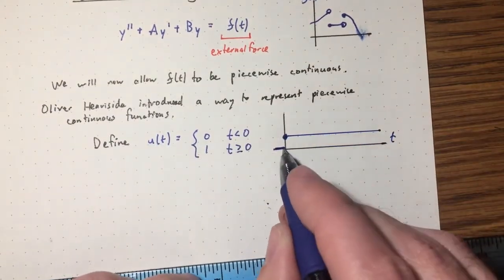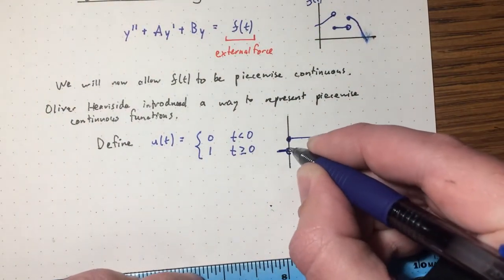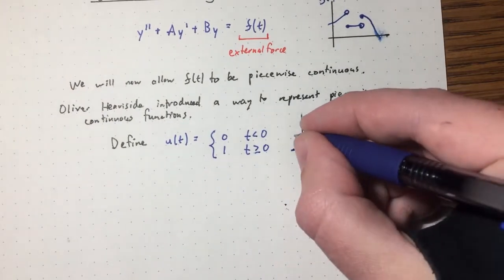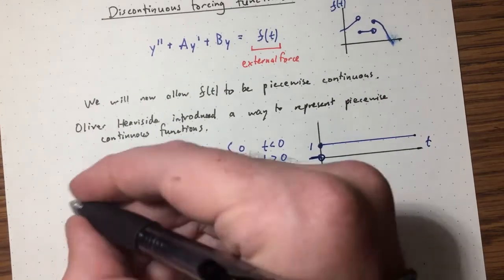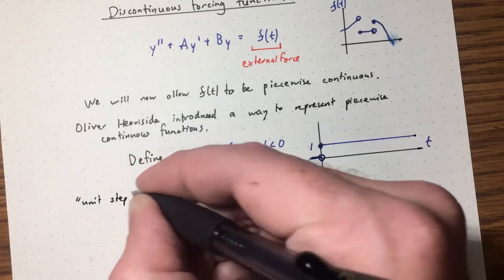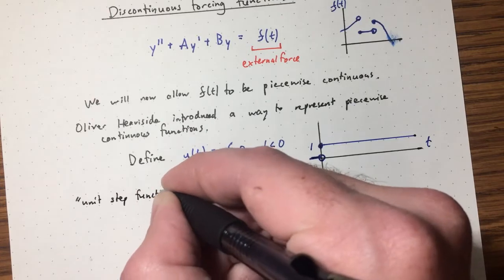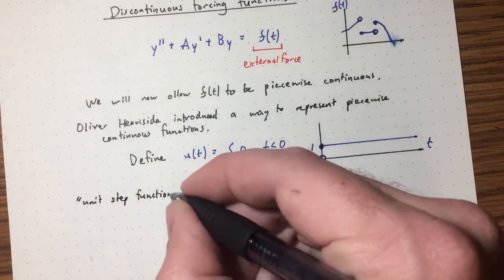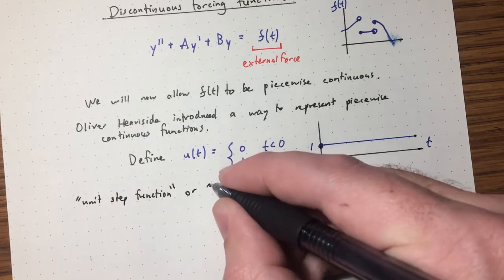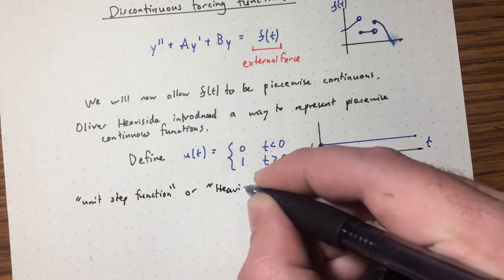So it has a discontinuity here at t equals 0. Steps up to the value 1. And this is called, actually, the unit step function. Unit meaning it takes the value 1. Or in honor of Heaviside, this is often called the Heaviside function.